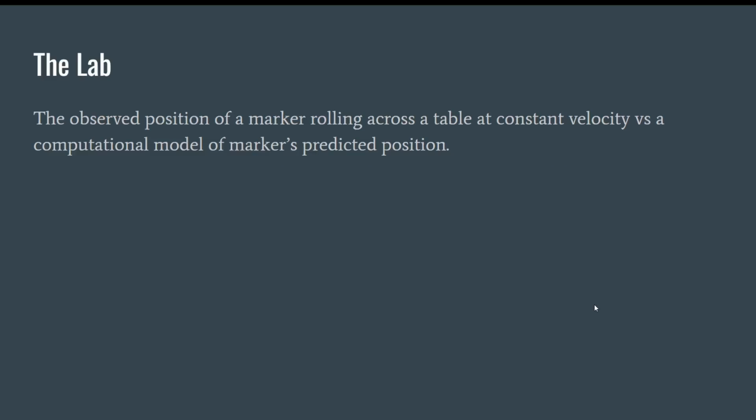In this lab, we'll be observing the position of a marker rolling across a table at a constant velocity and comparing it with a computational model of the marker's predicted position.